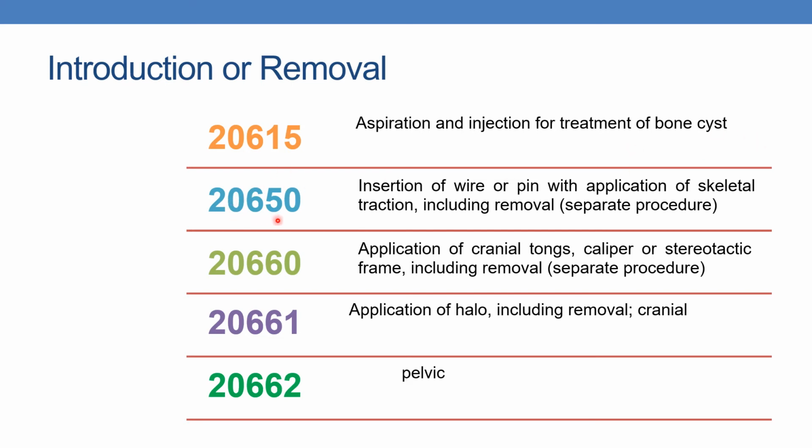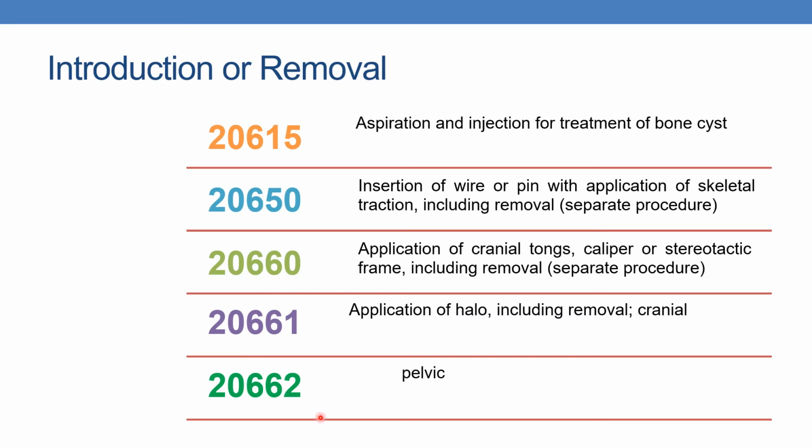The next is 20650. Insertion of wire or pin with application of skeletal traction including removal. The next is 20660. Application of cranial tongs, caliper or stereotactic frame including removal. Next is 20661. Application of halo including removal cranial.